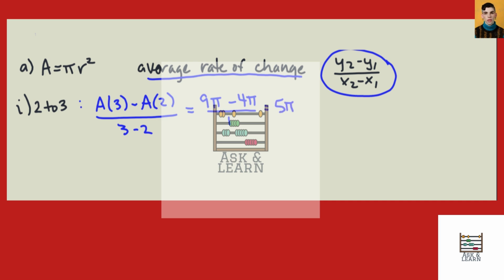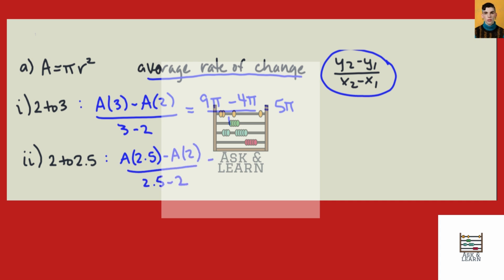For the second part, we're finding the average rate of change as the radius changes from 2 to 2.5. Same idea: the area for 2.5 minus the area for 2, over 2.5 minus 2. The area for 2.5 is 6.25 pi, and the area for 2 is 4 pi, and we're dividing that by 0.5. And this gives us 4.5 pi.